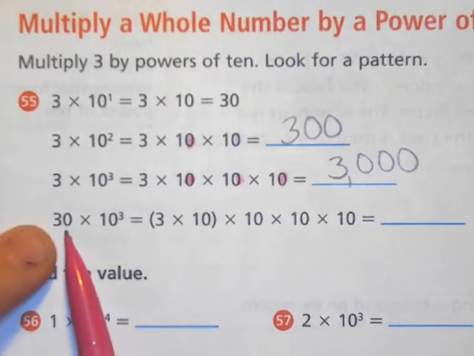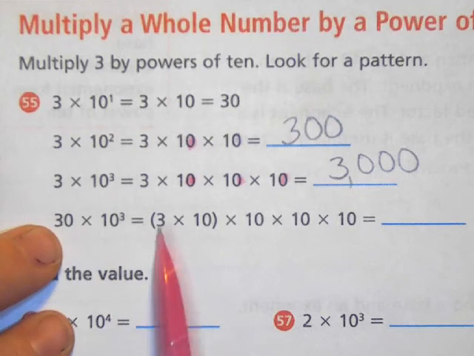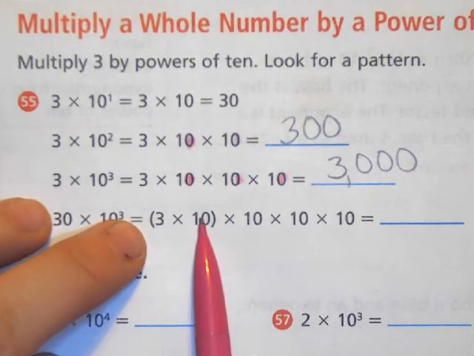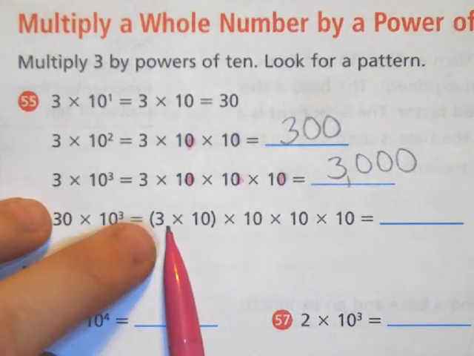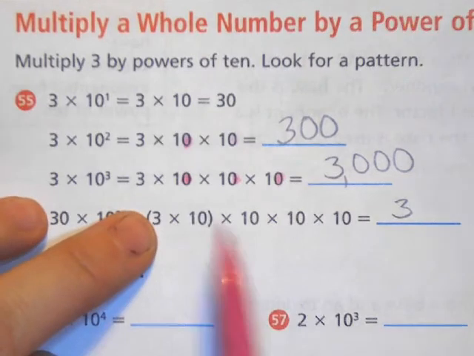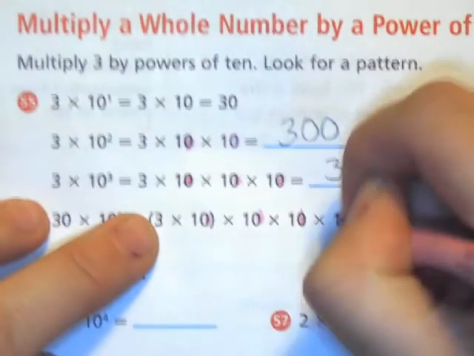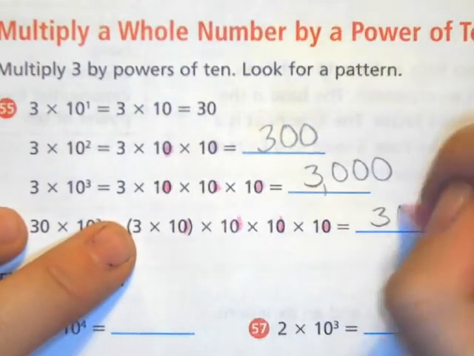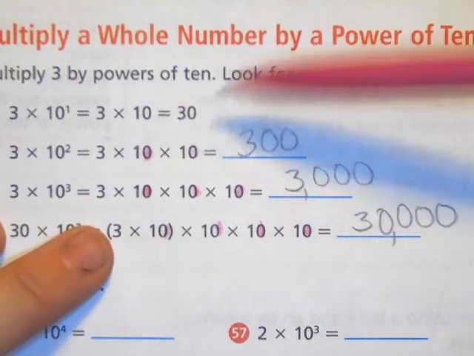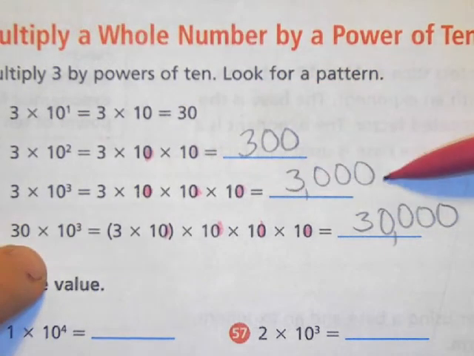And the next one, I don't know why they put these in parentheses. Oh, because they broke up. Look at this. They did 30 times 10 to the third. So they just broke up 30 into 3 times 10, which is okay. You can do that. So 3 times 10 times 10 times 10 times 10. Well, what's 3 times 1 times 1 times 1 times 1? It's always going to be that 3. And how many zeros are there? Color them in and count as you go. There are 4.